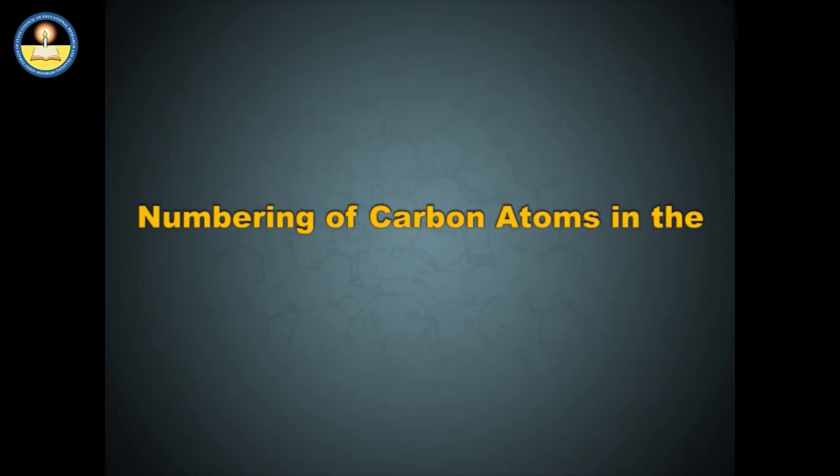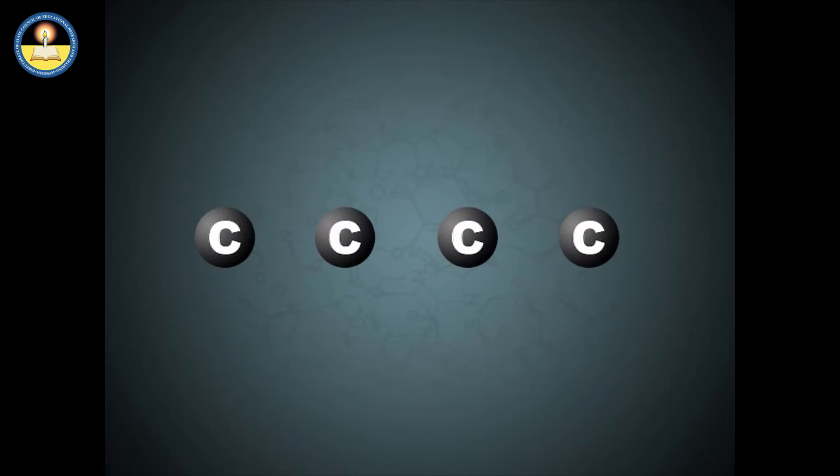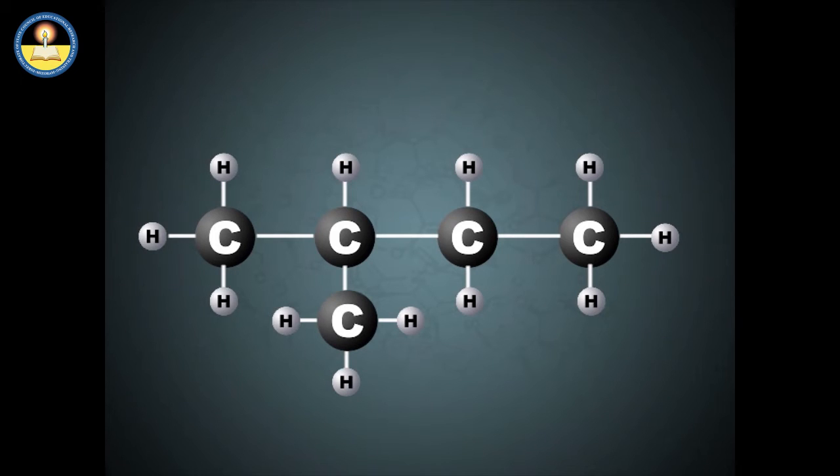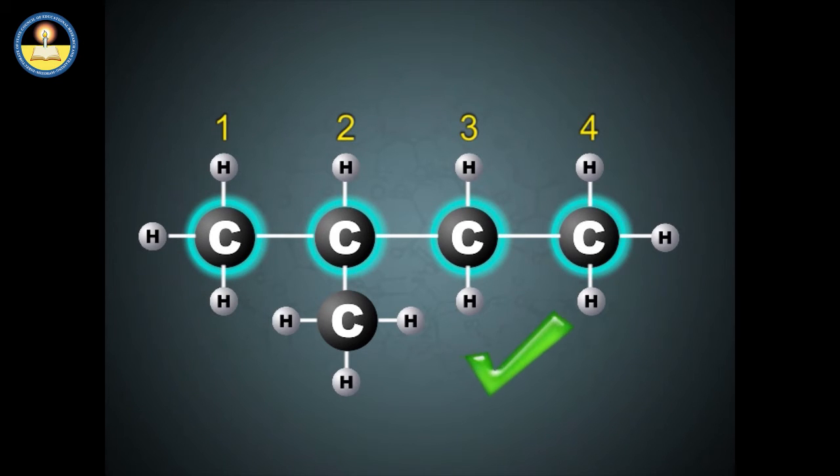Numbering of carbon atoms in the longest chain. Numbering is done in such a way so that the branched carbon atom gets the lowest possible number. For example, let's have a look at the structure of the compound once more. Let's identify the longest carbon chain present in it. 1, 2, 3 and 4. It is a correct way to identify the longest chain.